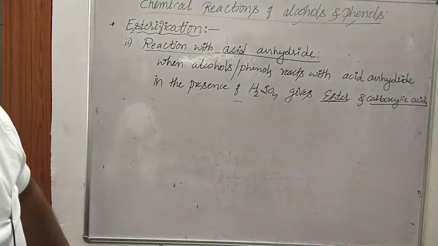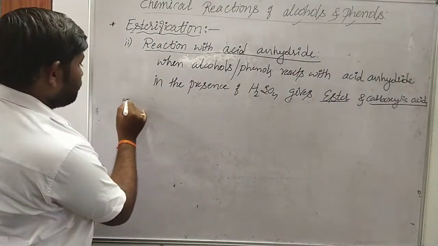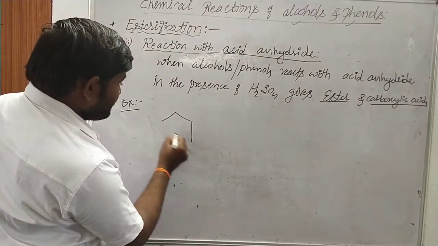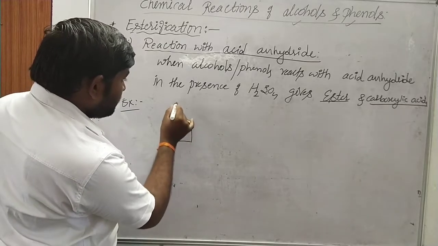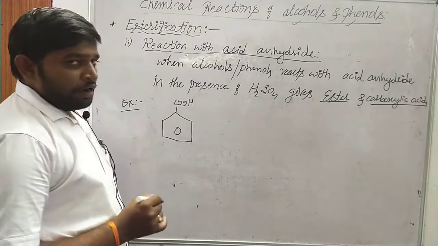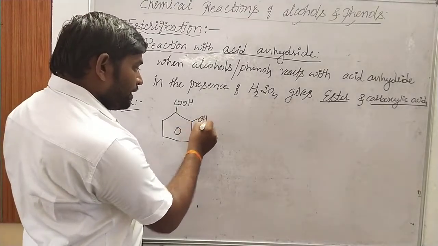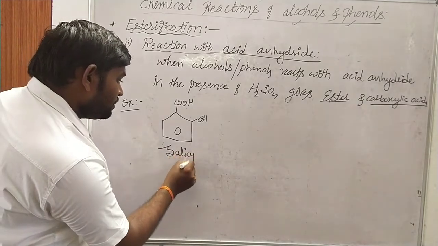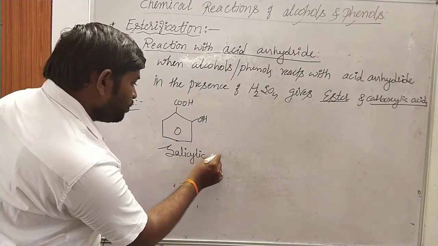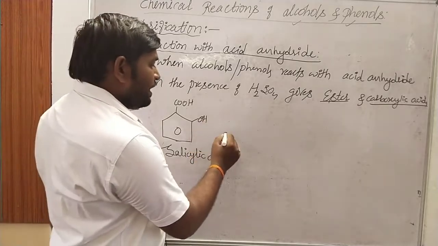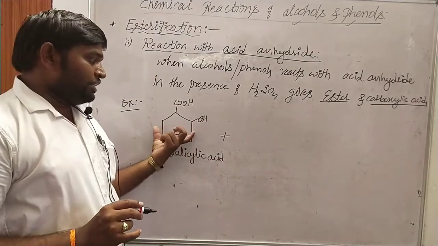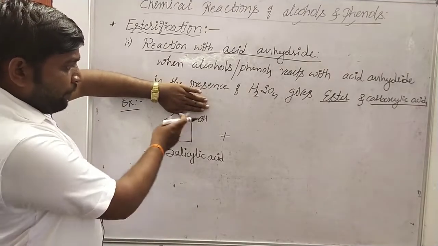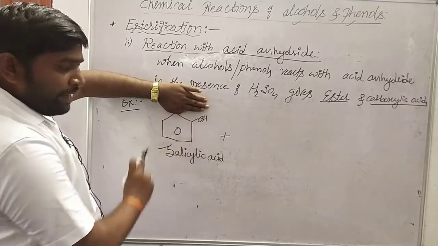So I will consider salicylic acid, one more example for the reaction of acid anhydride. The molecule with a benzene ring containing a carboxylic group and a hydroxyl group is called salicylic acid. This molecule is a phenol, so we can consider it as a phenol derivative, with the carboxylic acid as a substrate.